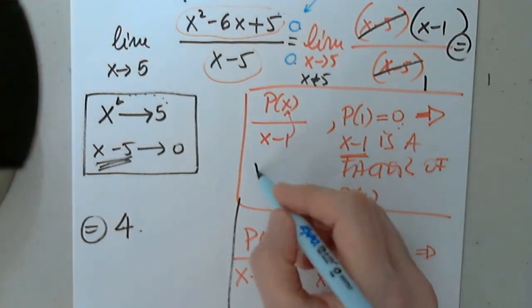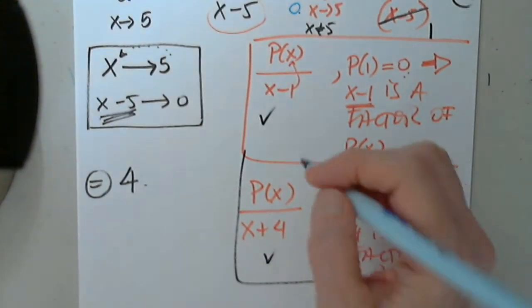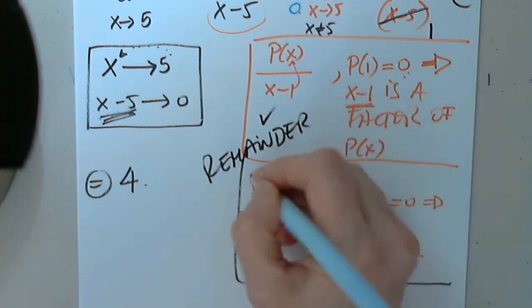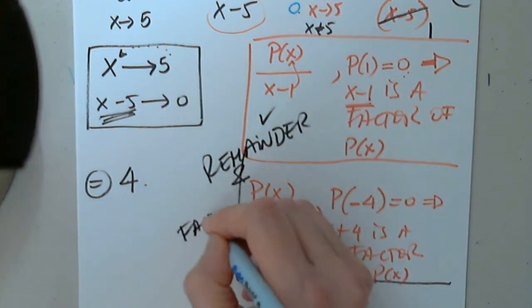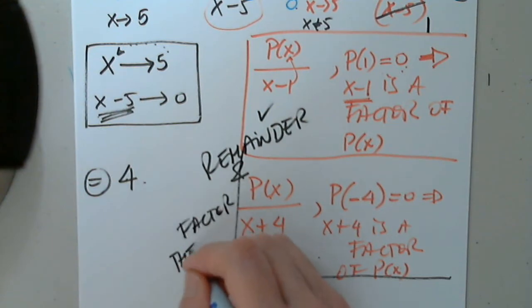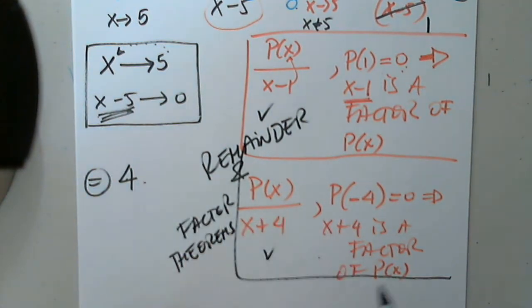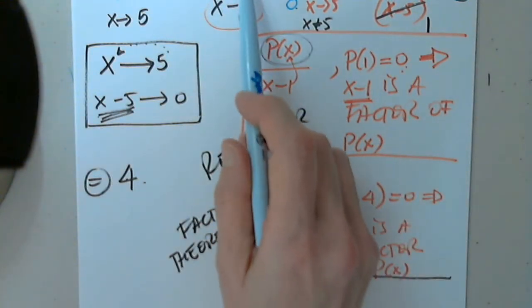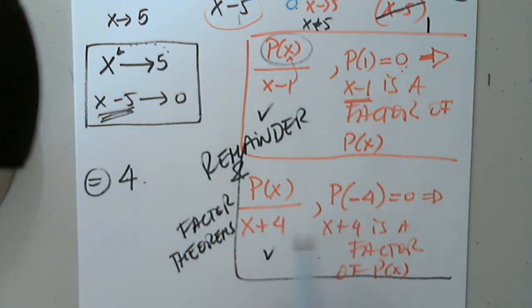So please keep this idea in mind. This is called the remainder theorem and factor theorems. And this is for a polynomial. If they are not polynomials, this does not fit. But if we deal with polynomials. Okay, I would like to look at an absolute value situation.